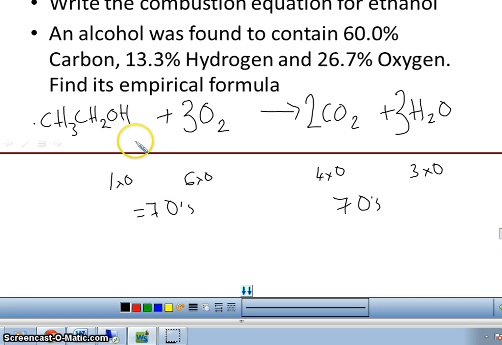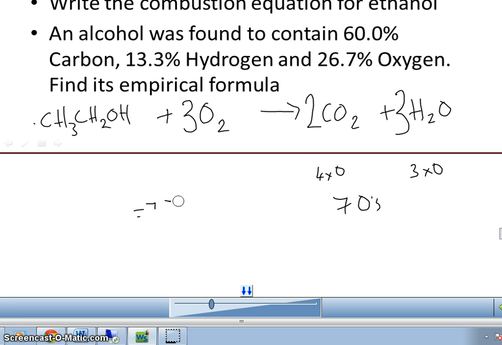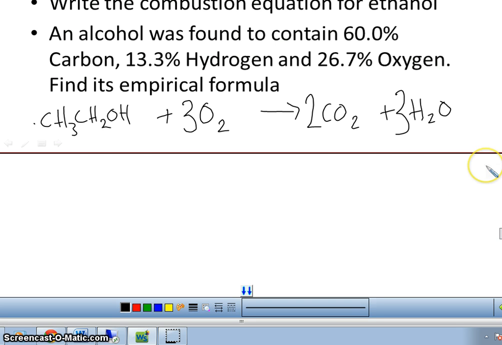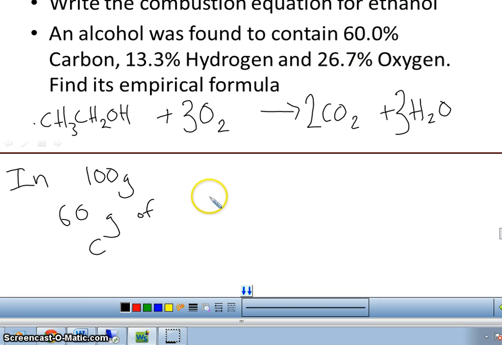That's fine. Right, the last one, which is by far and away the hardest. And you guys probably will be, after I show you, saying, oh yeah, that's how I did that. So you start off with saying the statement, in 100 grams of this alcohol, I will have 60 grams of carbon, 13.3 grams of hydrogen, and 26.7 grams of oxygen.